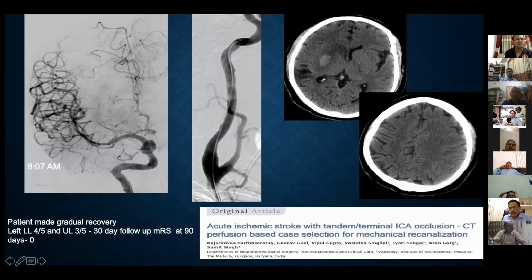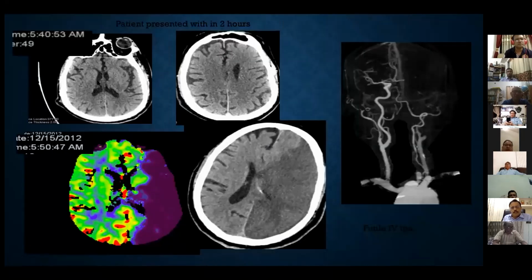the patient did pretty well. While in some other situation, like this patient at 5:40, you do a CT scan, the tissue looks pretty normal, but when you do a CT perfusion, within 10 minutes, you know there's a huge area of infarction. So we didn't do intervention, and the follow-up CT scan shows a large area of infarction in this patient. So sometimes in an emergency situation, perfusion imaging can be very useful.